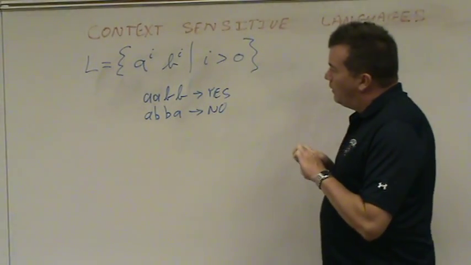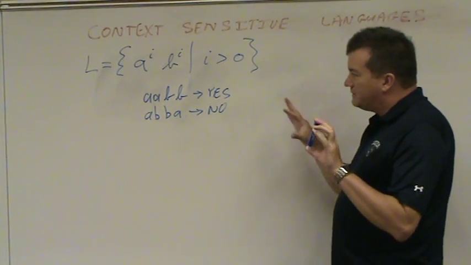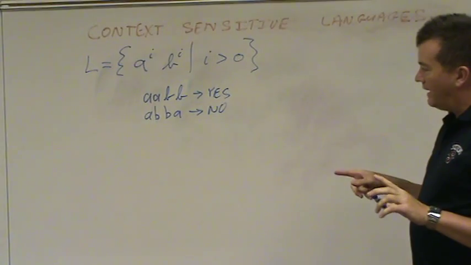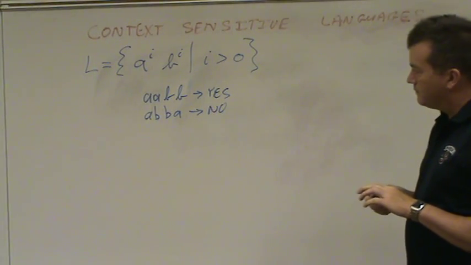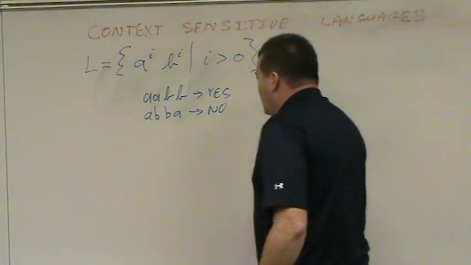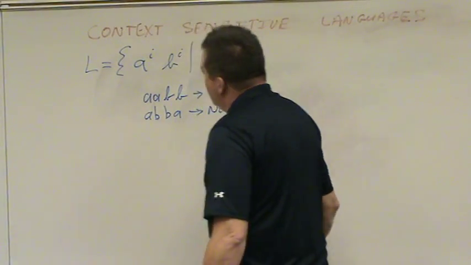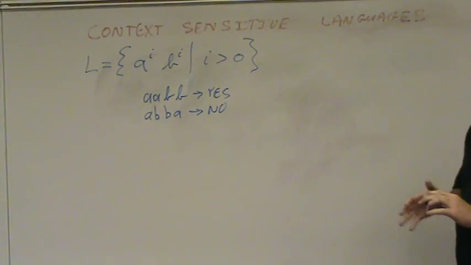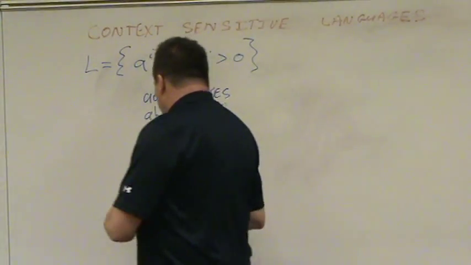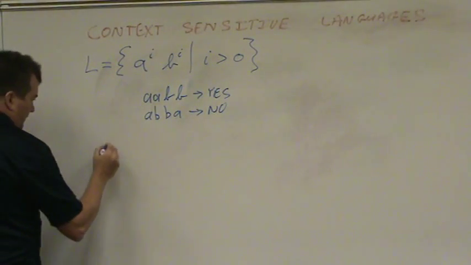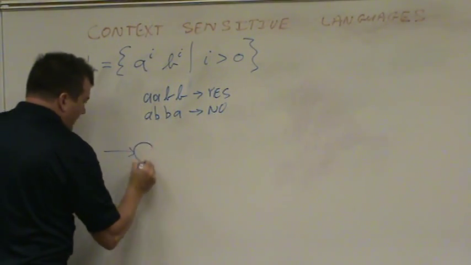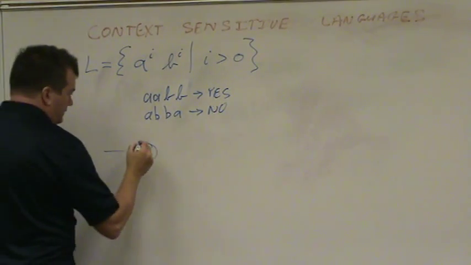Can we come up with a finite state machine that doesn't use a stack, that can answer yes and no in every case? So, can you think off the top of your head? The finite state machine might look something like this. We're in a state where we're going to start reading A's.